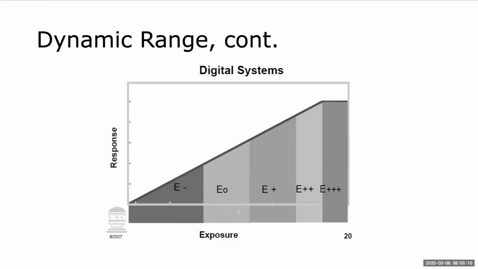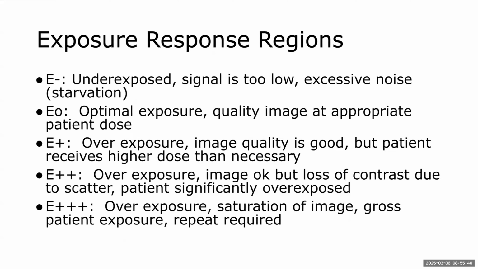E plus plus is where we're really overexposing the patient, and we may begin to lose some contrast here. The image quality is starting to be affected. And then at E plus plus plus is where it has leveled off. If you look, there's a line now, so the receptor can no longer respond, and that's what we call saturation. So that's where image quality is definitely affected, and we've lost data or information that we can't get back.